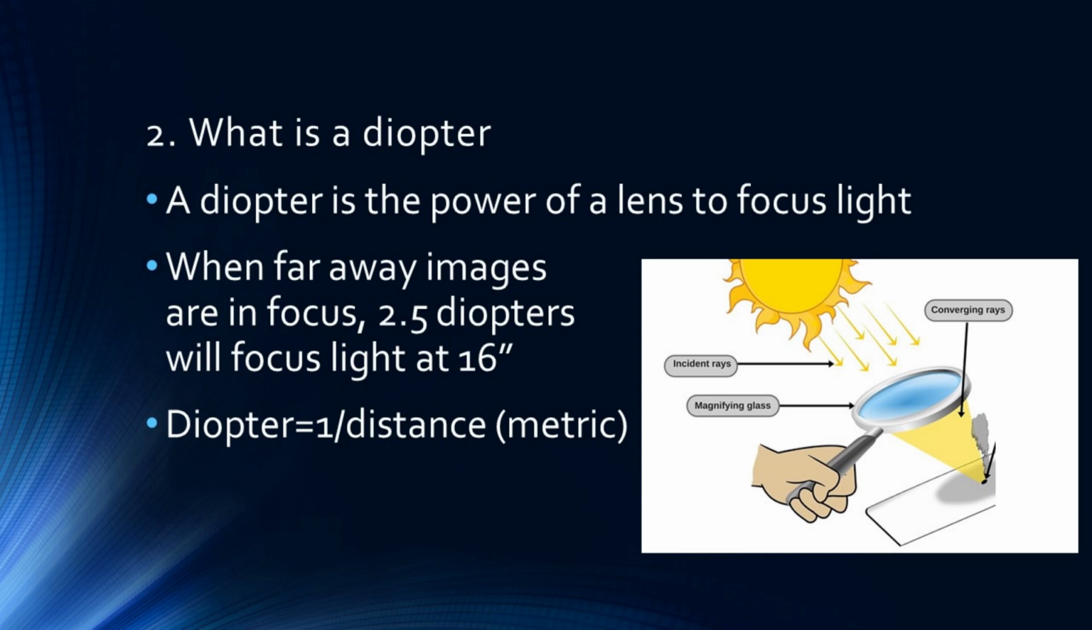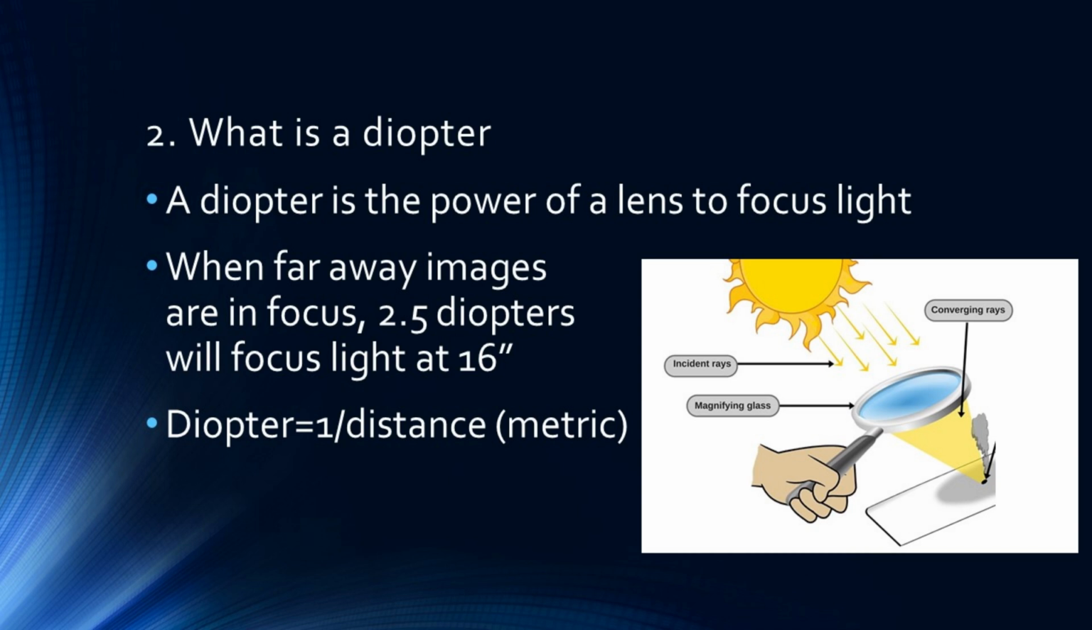Number 2, what is a diopter and how does that relate? Diopters refer to how much power a lens has to focus or bend light. Different power lenses allow us to target near, intermediate, or far vision. When images far away are in focus, 2.5 diopters of lens power are needed to focus light at near or 16 inches. Therefore, a plus 2.5 is a common strength for reader glasses. To change focus from far to 3 feet, only 1 diopter of power is needed.